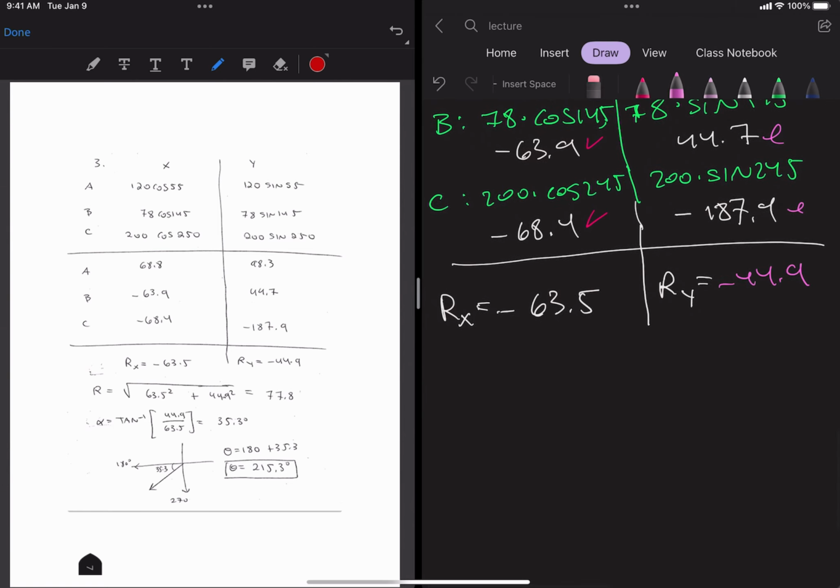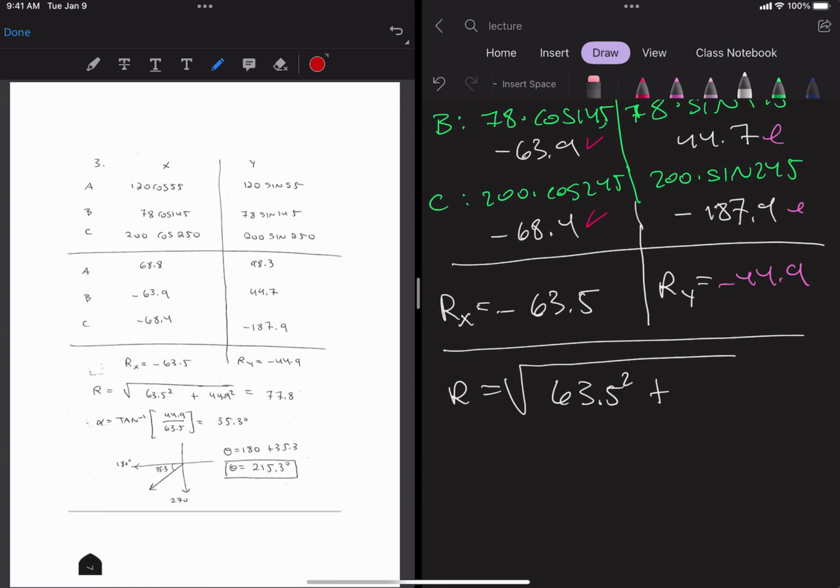And now you can get the magnitude. R is going to be the square root of the x component squared plus the y component squared. And that should come out to be 77.8.